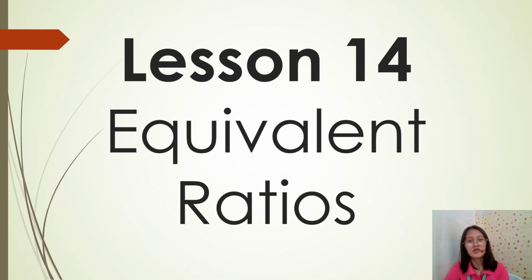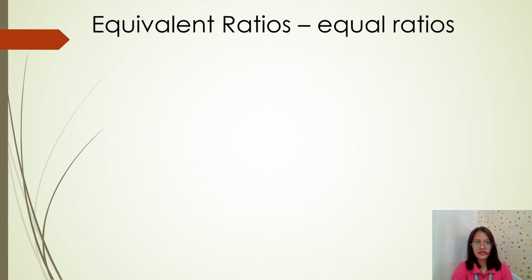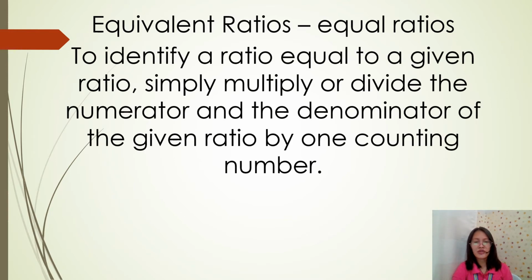Now, let's proceed to lesson 14, equivalent ratios. Paano naman po natin masasabi na equivalent ratios sila? Equivalent ratios means equal ratios. Ibig sabihin, pantay or equal silang dalawa. So, to identify a ratio equal to a given ratio, we just simply multiply or divide the numerator and the denominator of the given ratio by one counting number.